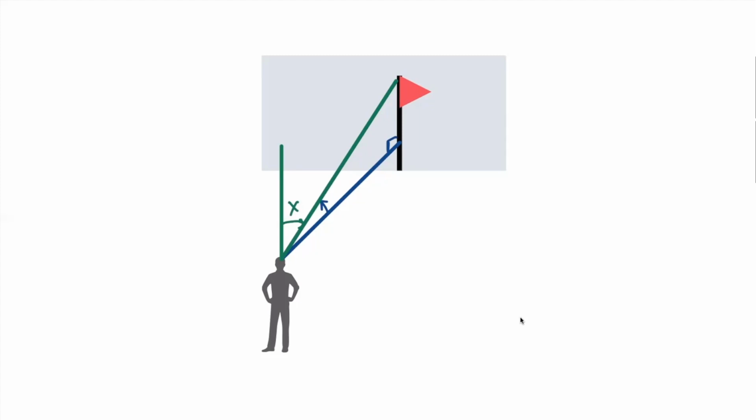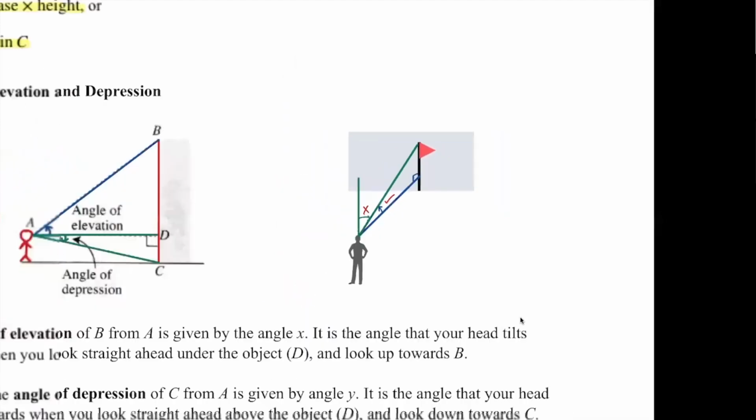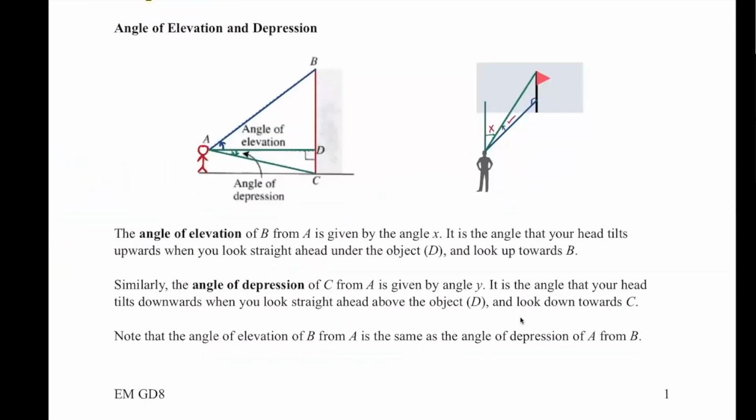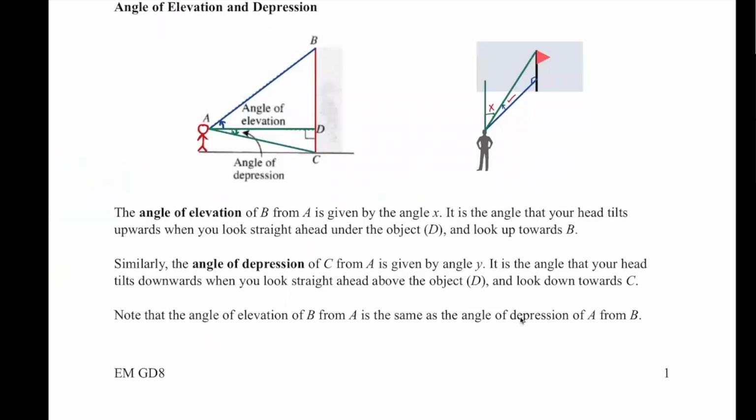Similarly, the same thing applies for angle of depression. Okay, but I just need to clarify this first. This is wrong, this is correct. Okay, and the next thing I also want to emphasize is angle of elevation of B from A is the same as the angle of depression of A from B.